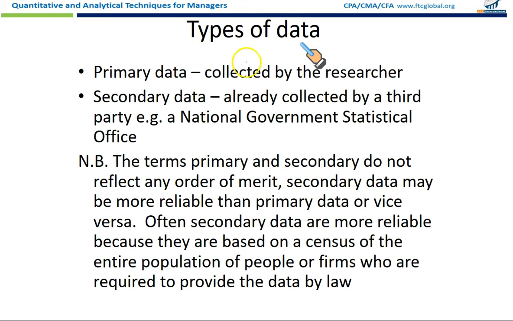Okay, types of data, primary and secondary. Primary data is collected by the researcher. Let's say the context we are studying right now is the relationship between earnings and years of education. If you were collecting primary data for this case, you would directly gather information from individuals about their education level and their earnings. This could involve interviews, surveys or experiments that you design and administer to a sample of the population. So the data that you gather yourself, collect yourself, is called the primary data.